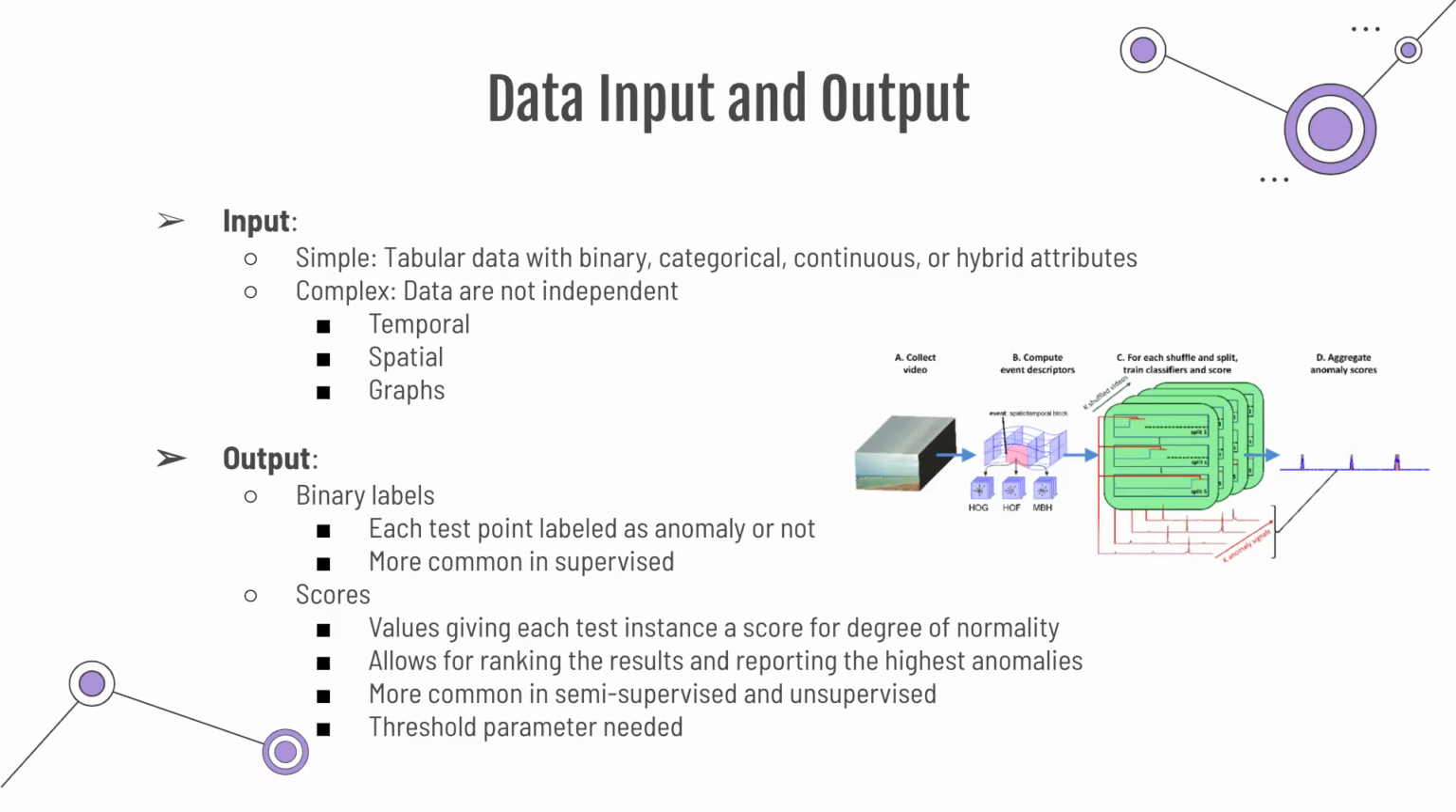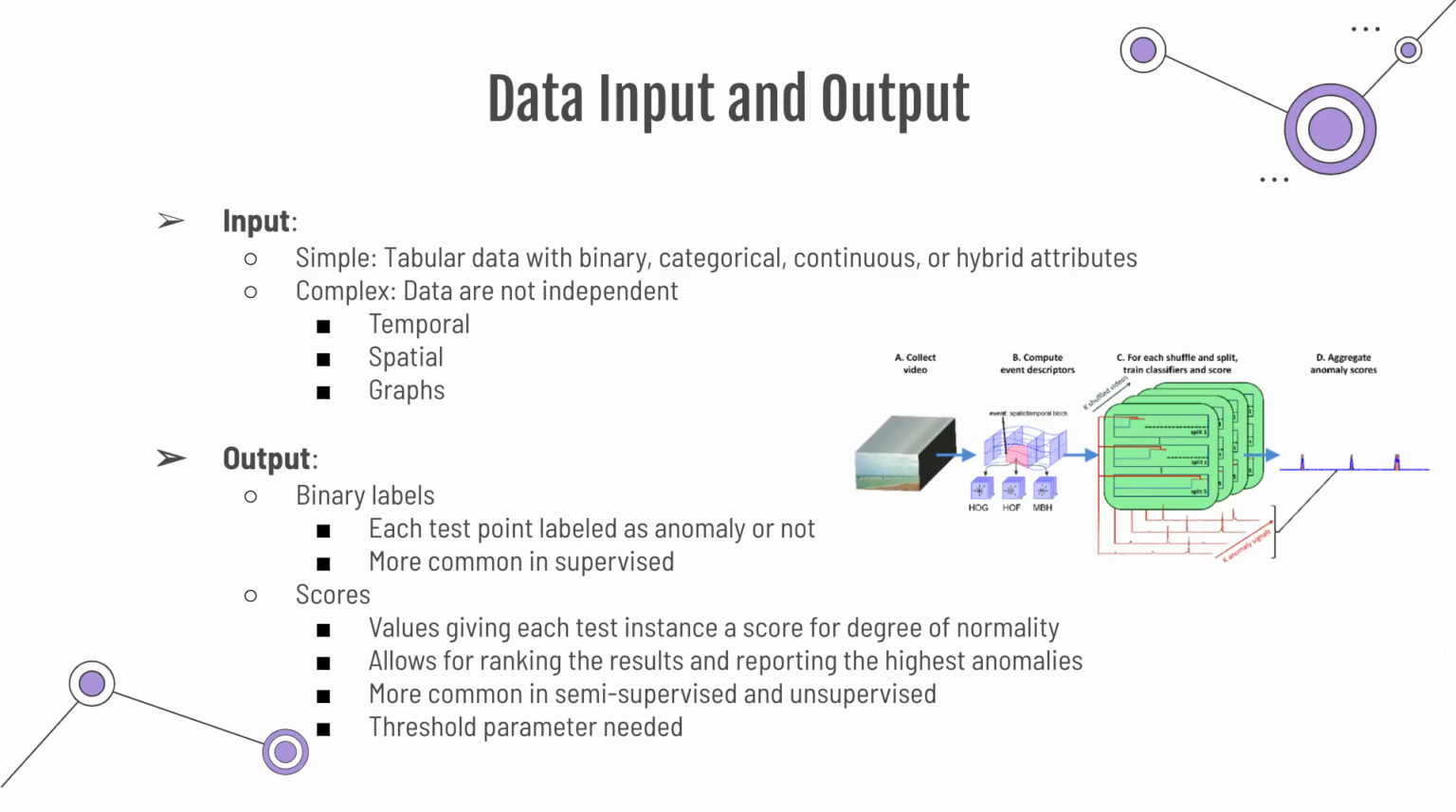And for the output, there are 2 common ways for anomaly detection algorithms to have their outputs. The first way is with binary labels, and binary means 2. So binary would be either 0 or 1, 1 being where you classify the point as an anomaly, and 0 where you classify the point as being normal. And this is more common in supervised algorithms.